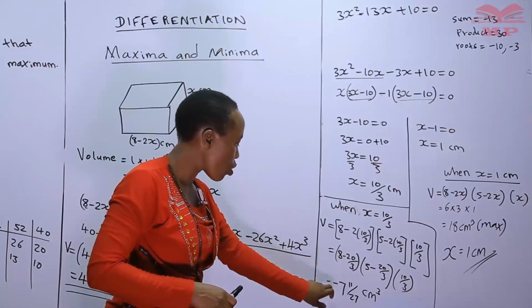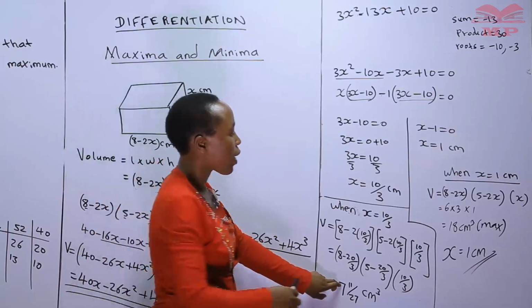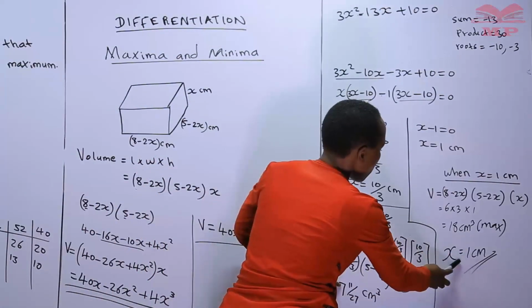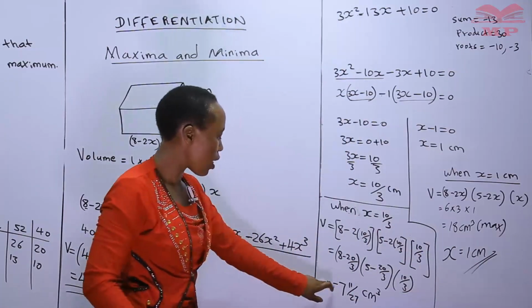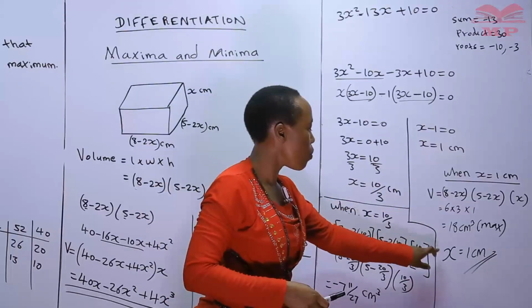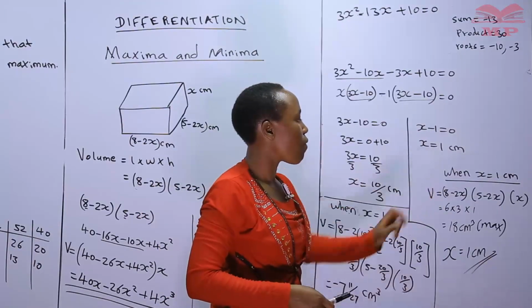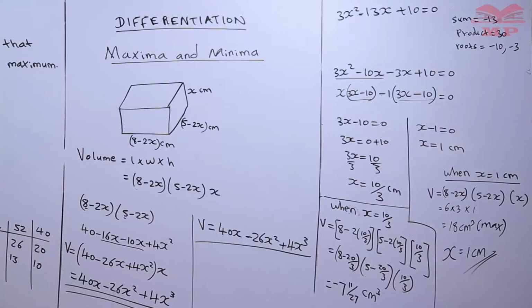If the negative was not here, we would have 7 11 over 27, and the answer would be that, because that would be the maximum volume. But this one is negative, and volume cannot be negative. So the volume is maximum when the value of x is equal to 1 centimeter.